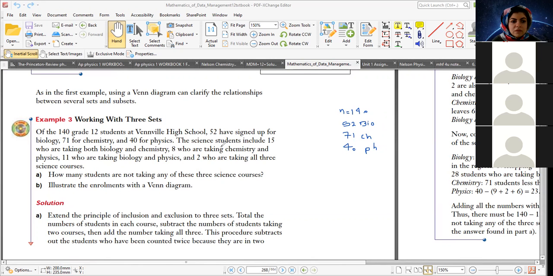The science students include 15 who are taking both biology and chemistry. So bio and chem students is 15. 8 who are taking chemistry and physics. Chemistry and physics.